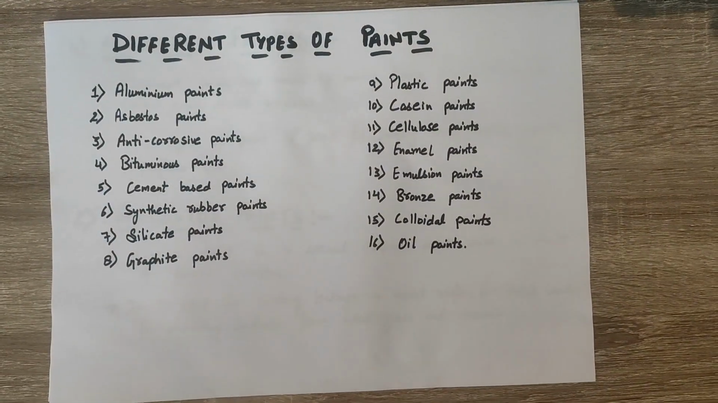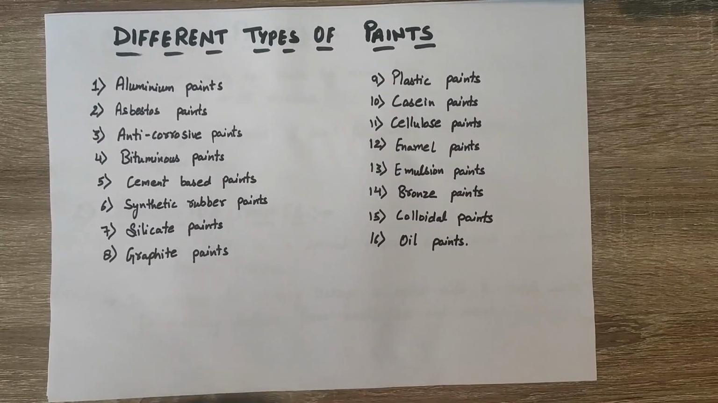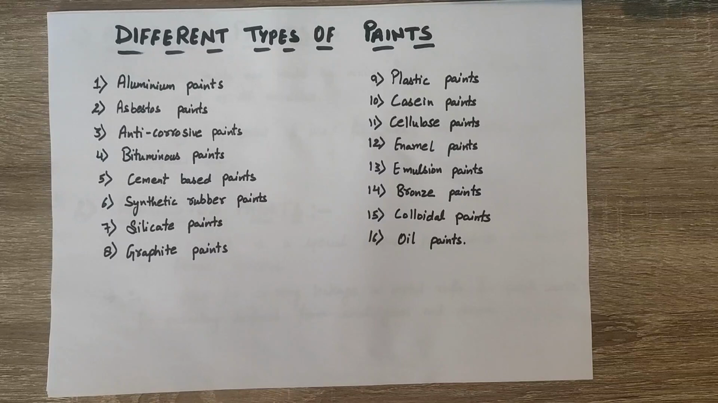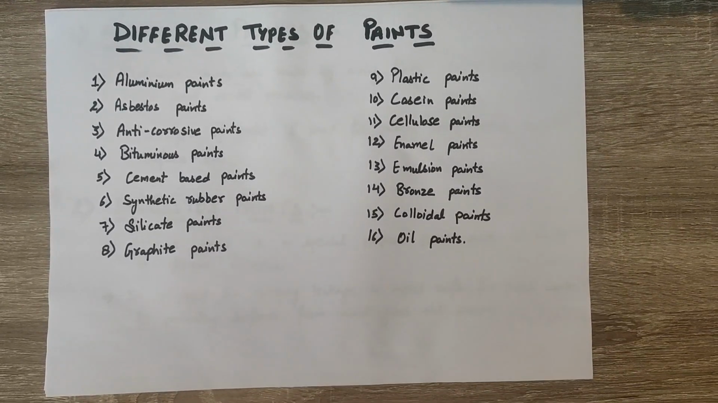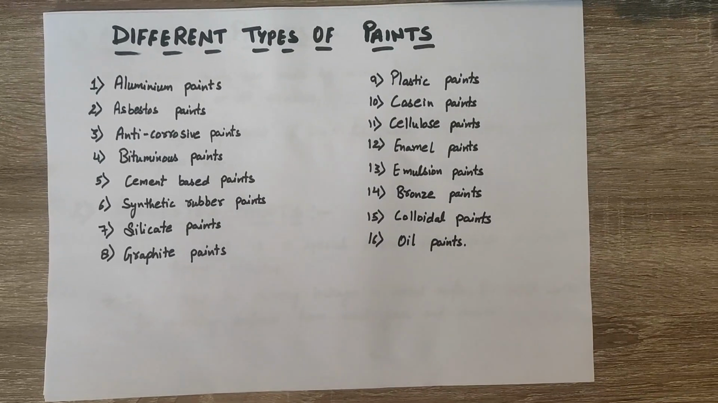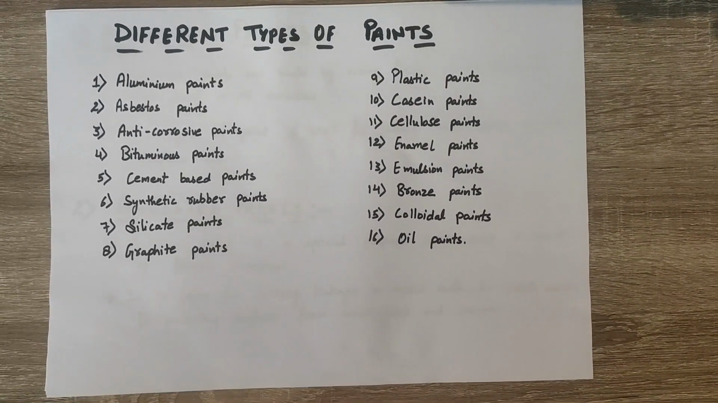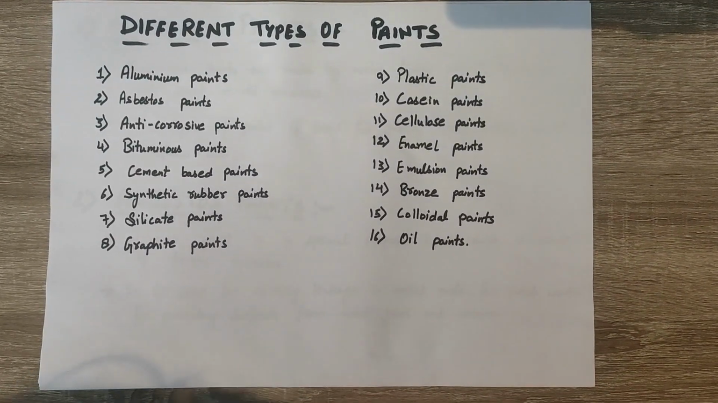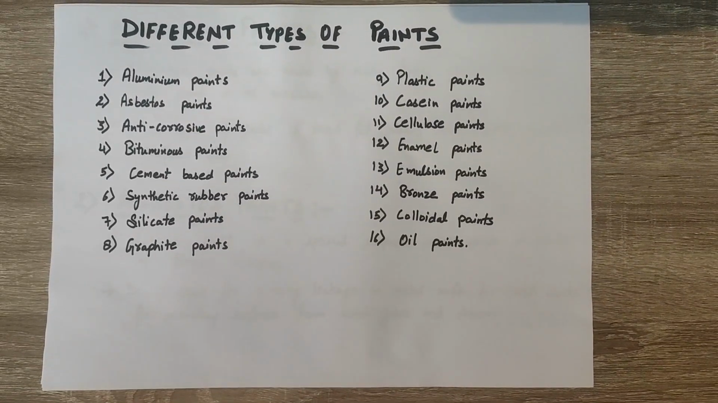So here are the different types of paints. There are 16 kinds of paints: aluminium paint, asbestos paint, anti-corrosive paint, bituminous paint, cement based paint, synthetic rubber paints, silicate paints, graphite paints, plastic paints, casein paints, cellulose paints, enamel paint, emulsion paint, bronze paint, colloidal paints and oil paints. We will move further and discuss them one by one in detail.